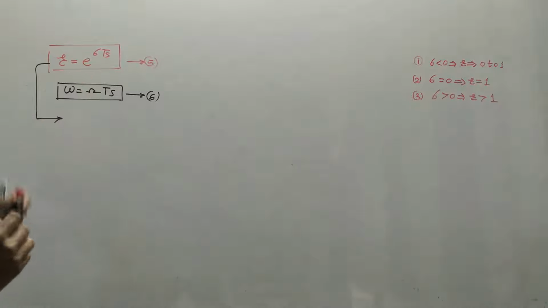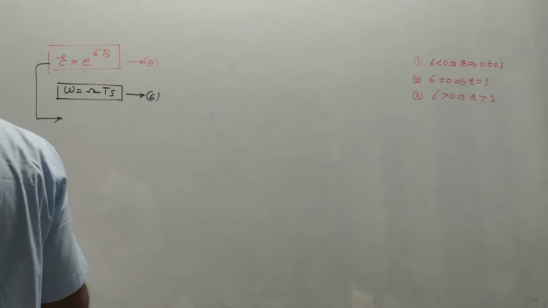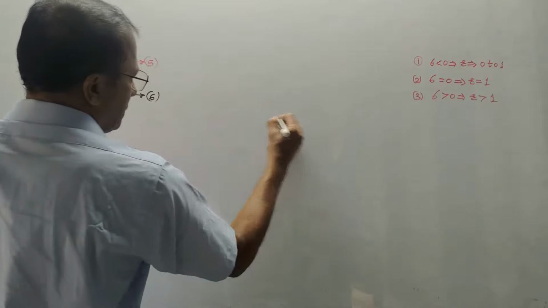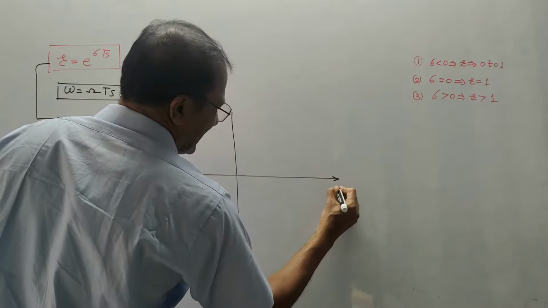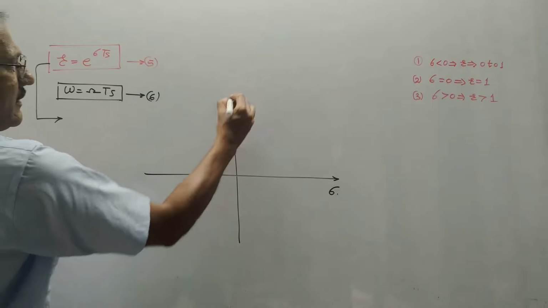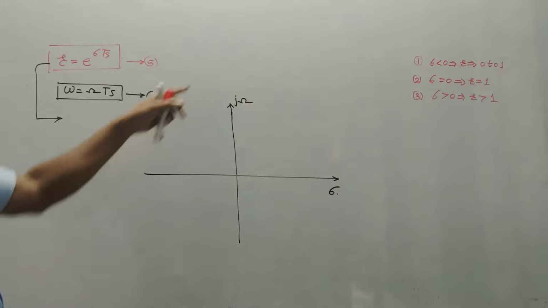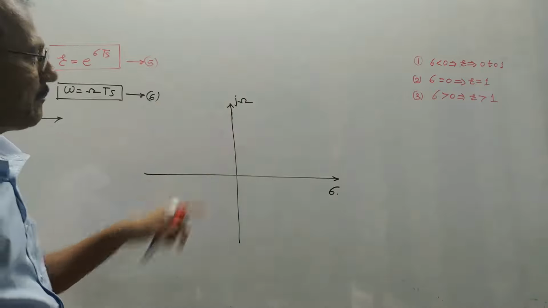Now, how to do the mapping? Before this, if you want to draw the diagram, then in case of S domain, the diagram will be like this. On the x-axis, I need to plot sigma. On the y-axis, I need to plot j omega. This is the diagram. This is also called S domain or Laplace domain.